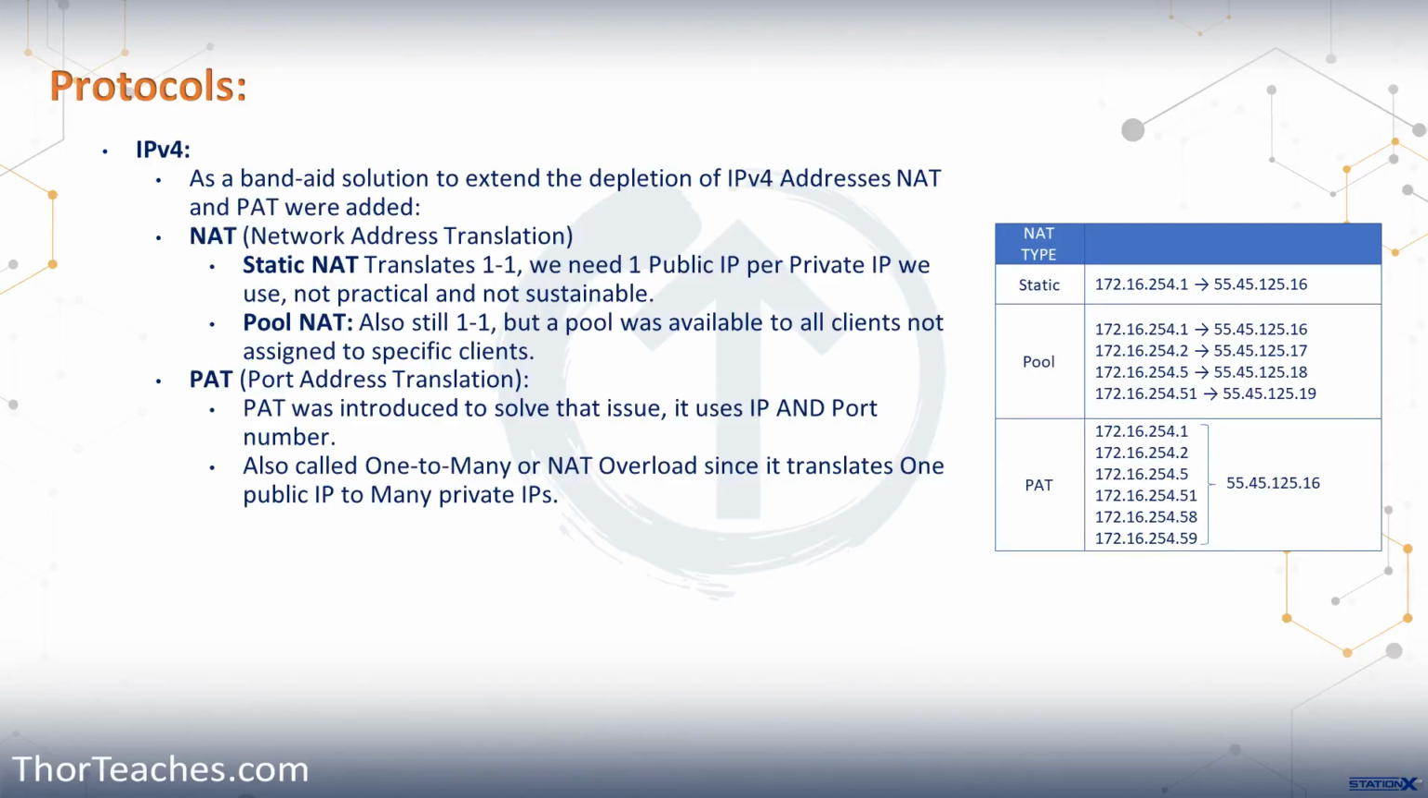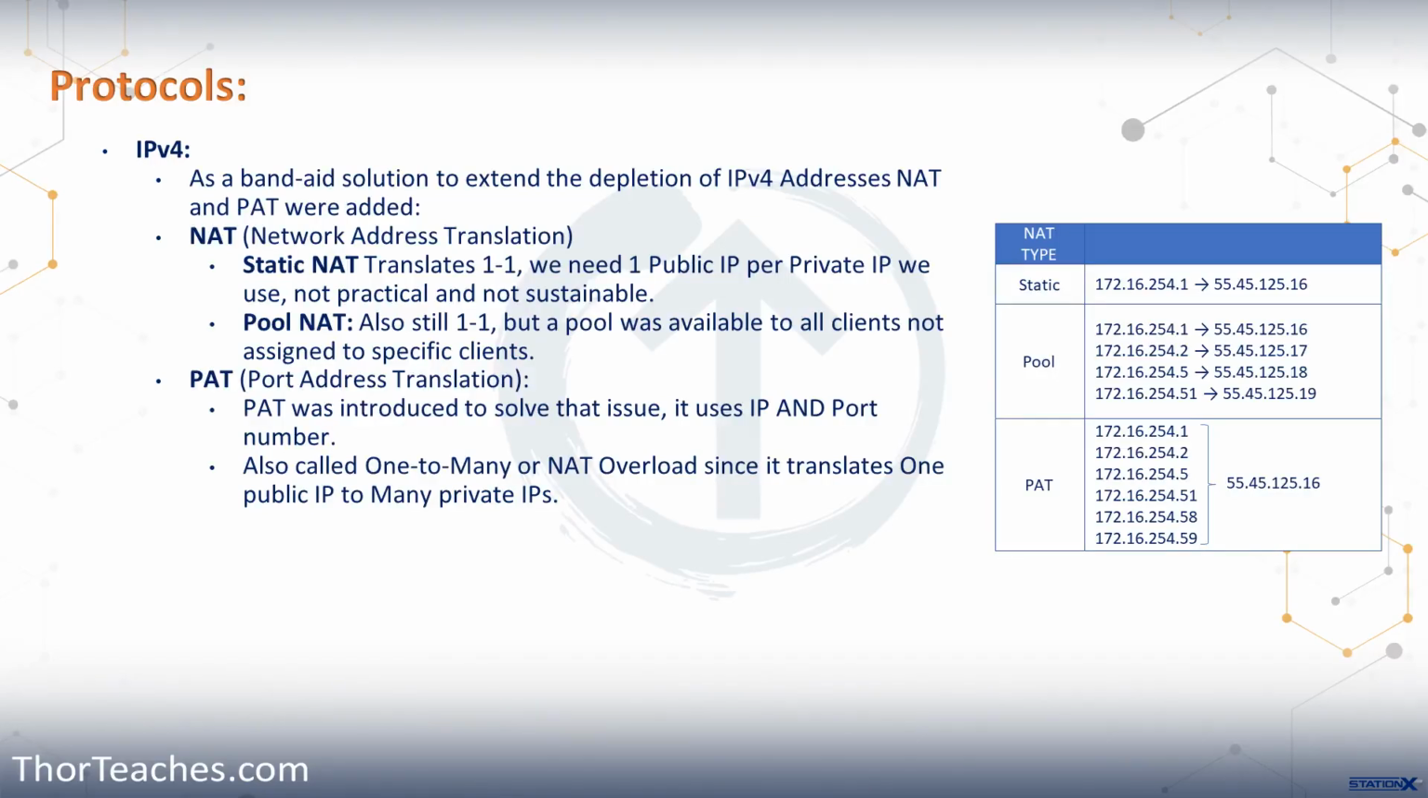The problem here is if 27% needs to get online and we have 25%, well then the last 2% cannot get online. It is still a one-to-one translation, but only for the ones that need it, which is why we designed the next one, which is PAT. And that is what you saw in my output from earlier. PAT uses the IP address and then the port number. It is also called one-to-many PAT or NAT overload since it translates one public IP into many private IPs. And this is what we use mostly today if we use IPv4.